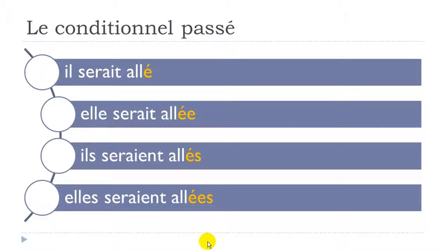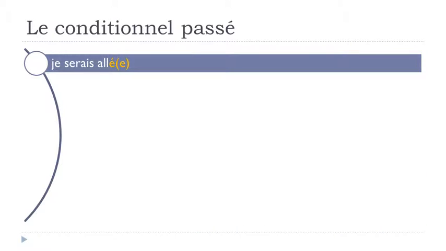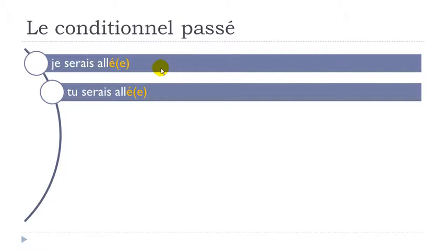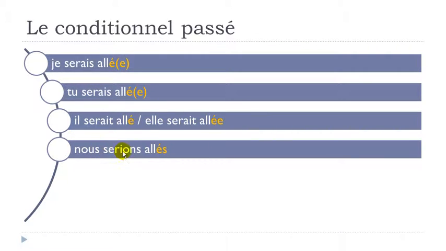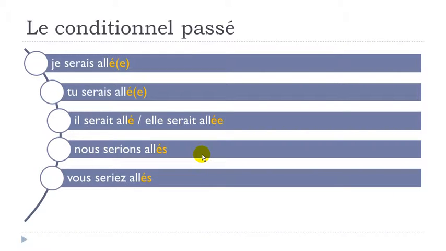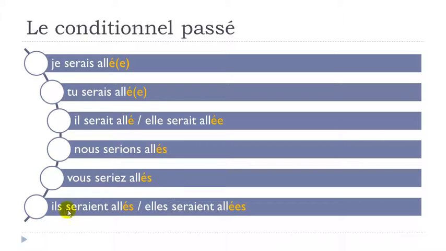Okay, so let's see now the full thing. So, je serais allé, and then if you want to make the liaison, it would be more beautiful. Je serais allé. Tu serais allé. Il serait allé. Elle serait allée. Nous serions allés. Vous seriez allé. Ils seraient allés. Elles seraient allées. All right, so that's it.